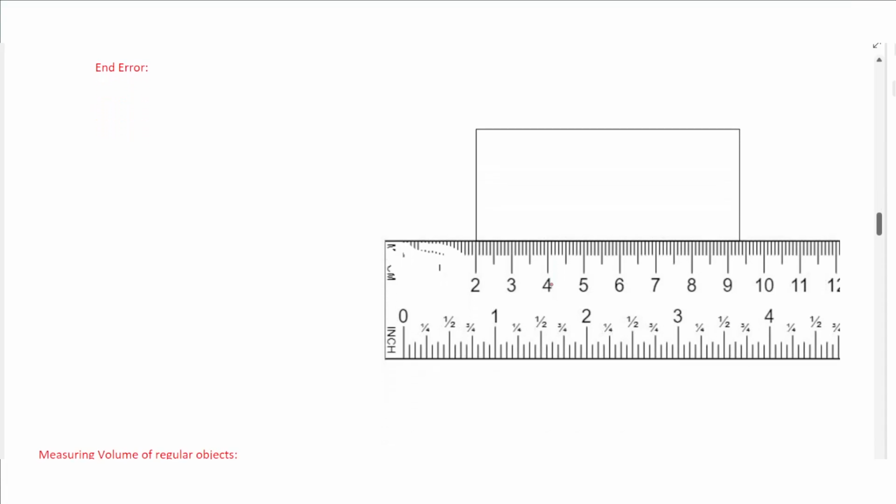As for end errors or zero errors, you can know the amount of error in the reading and then subtract it. For example, in this reading, the measurement is 9.3 centimeters, but there is an error of 2.0 centimeters. So you subtract 9.3 minus 2, you get the real value. So we have 3 errors in measurements of length. Specifically, parallax error, you can fix it by looking perpendicular to the scale, and gap error, you can fix it by placing the measuring device as close as possible, and the end error or zero error, you can subtract it from the reading.